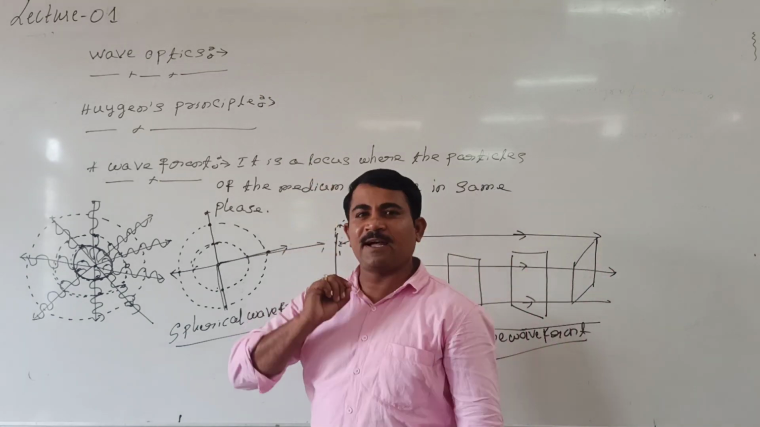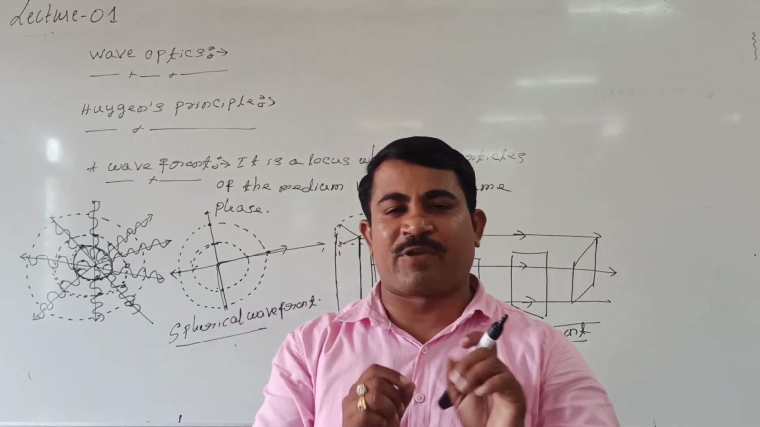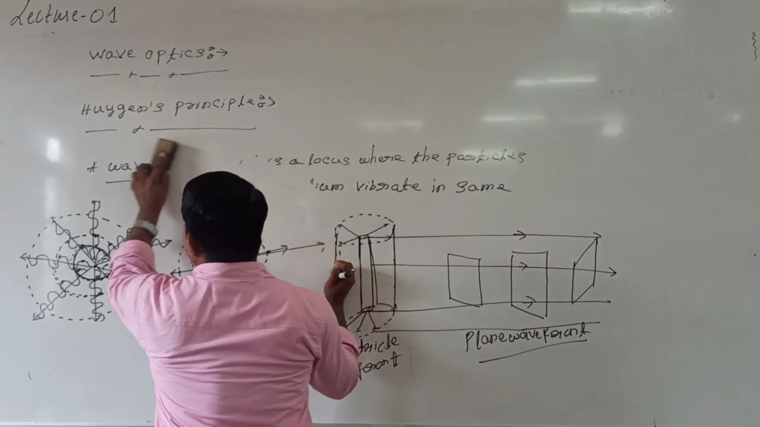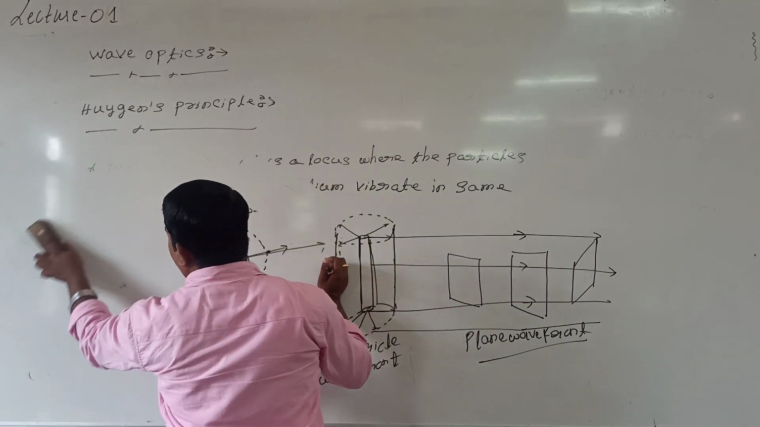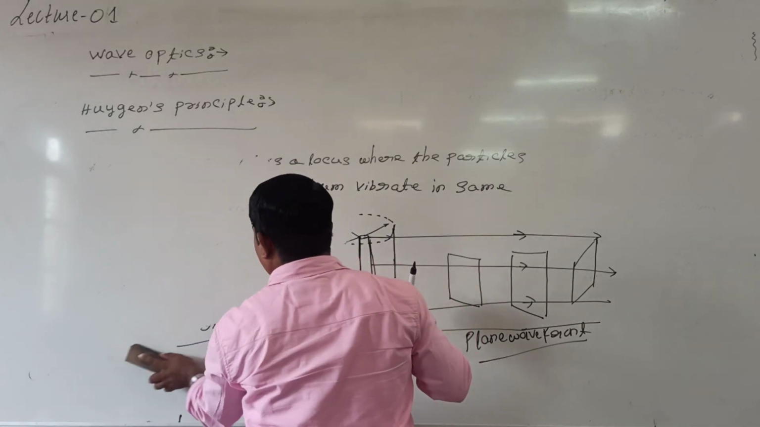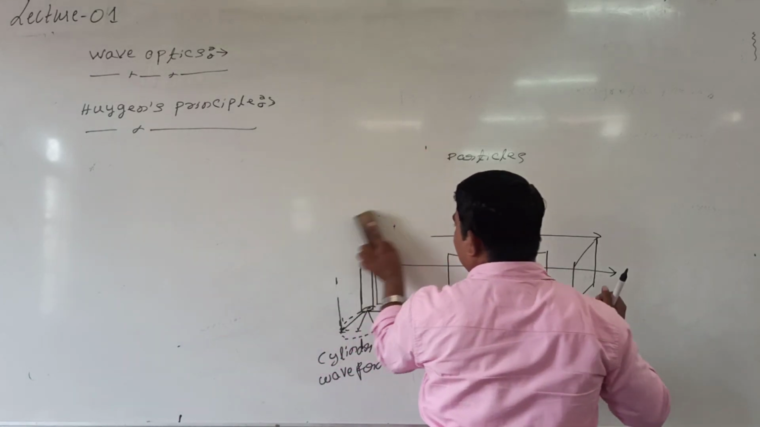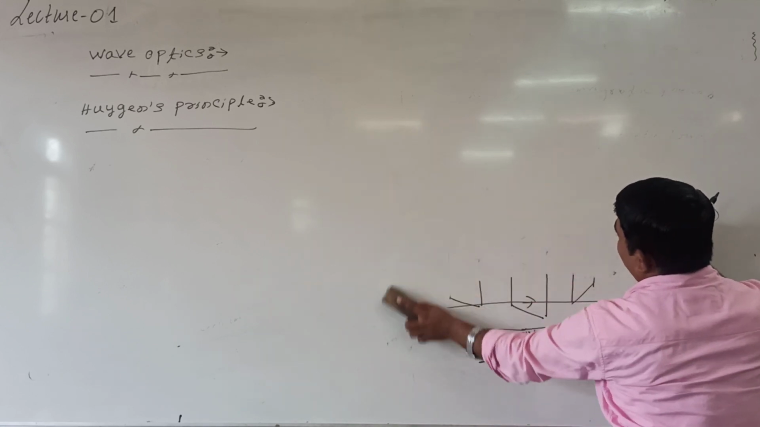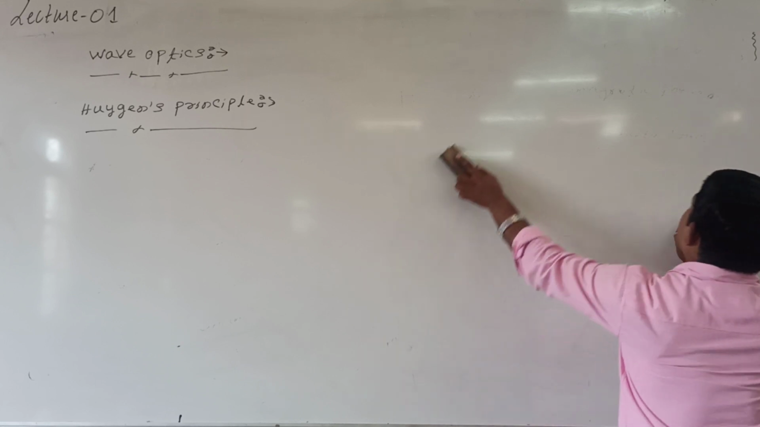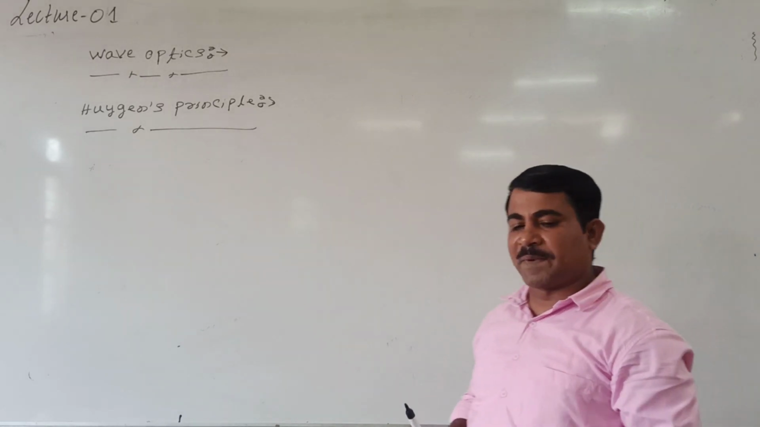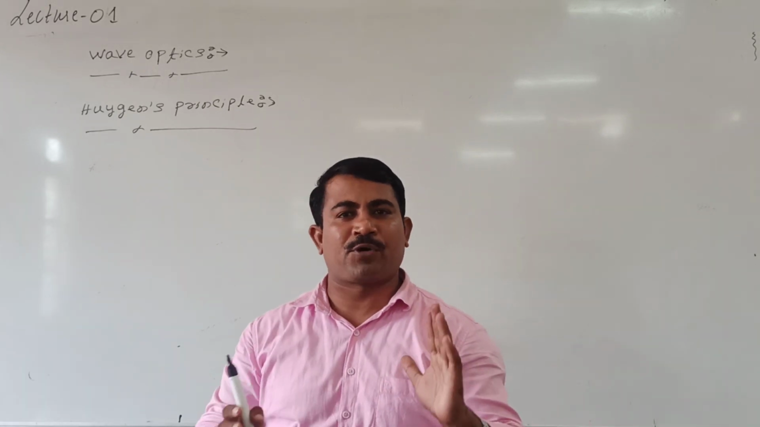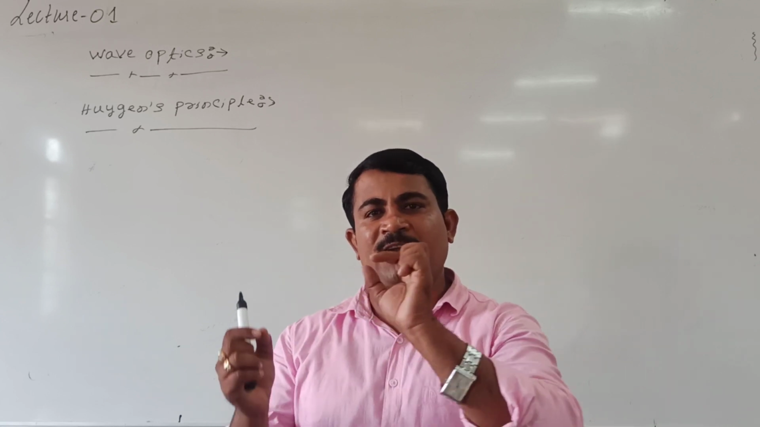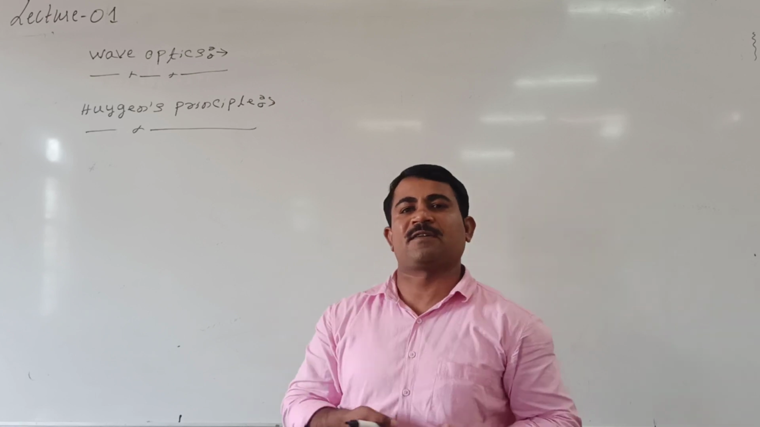Then to explain Huygen's principle, we need the concept of wavefront. That we'll see. Look at me. See here. Now let us explain Huygen's principle. What is the meaning of Huygen's principle? Now I'll explain what is meant by Huygen's principle. Simply, Huygen's principle explains the nature and propagation of the wavefront. The nature of the wavefront and propagation of the wavefront is well explained by Huygen's principle.